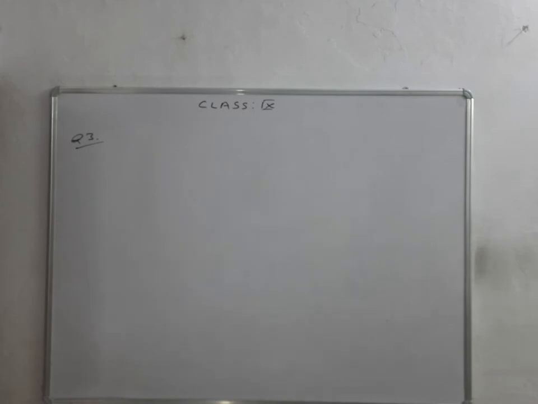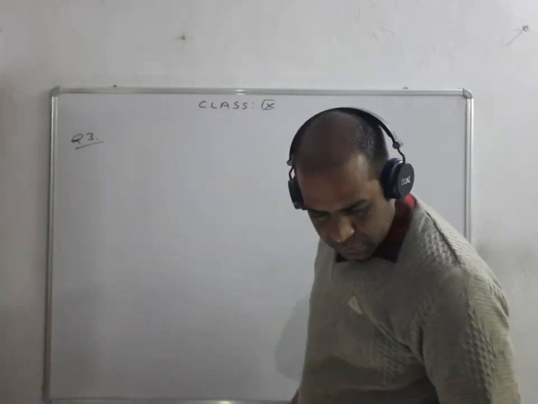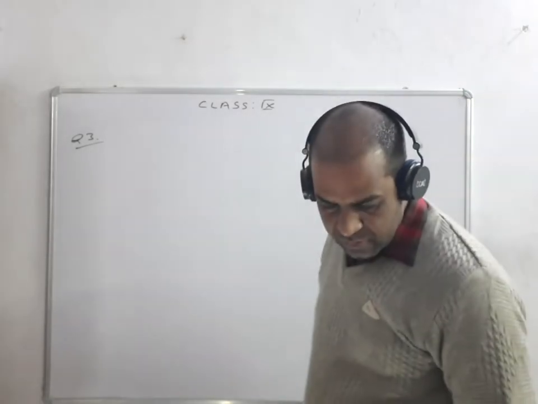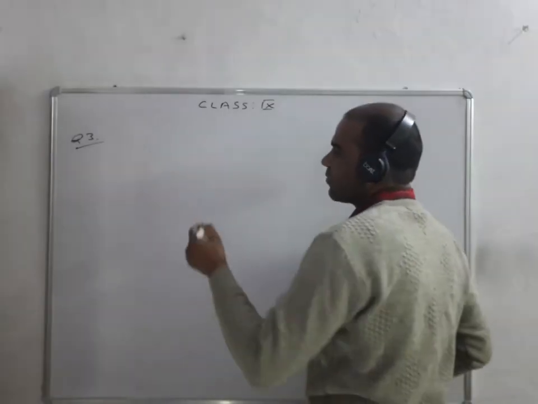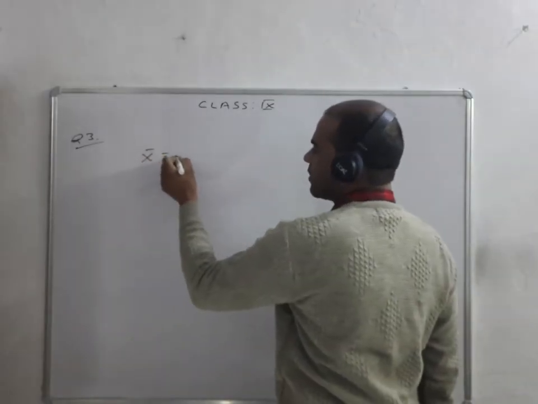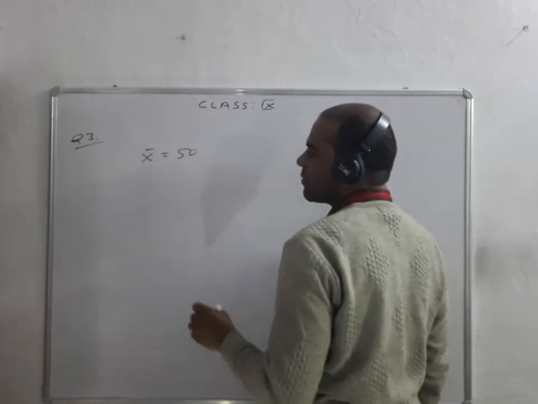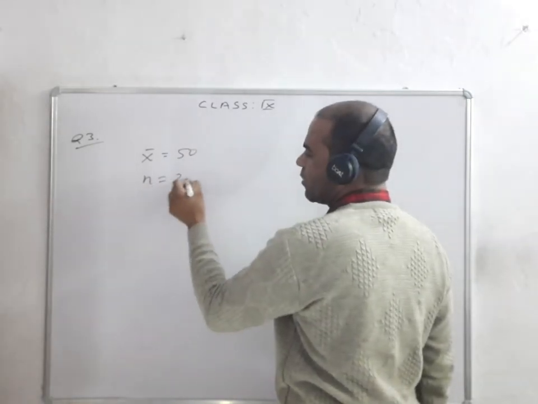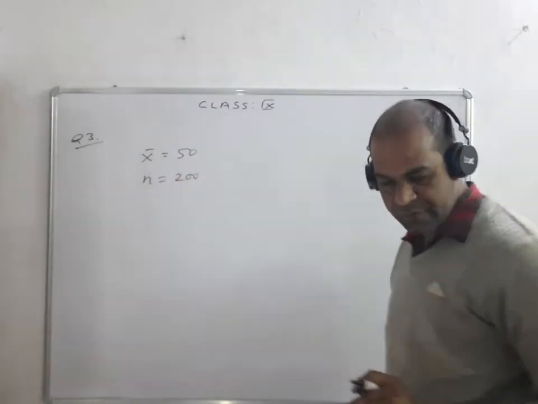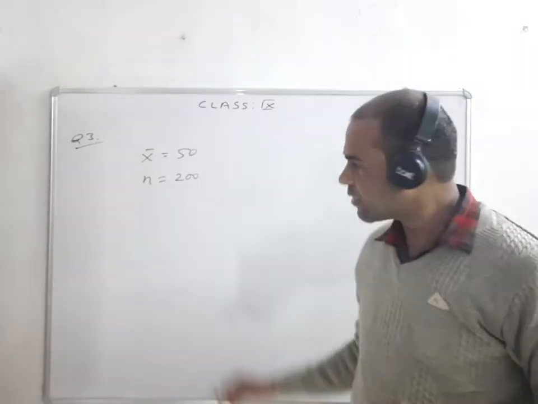Next question is, the mean of 200 observations was 50. Here the mean is 50 and the number of observations is 200. N is the number of observations.